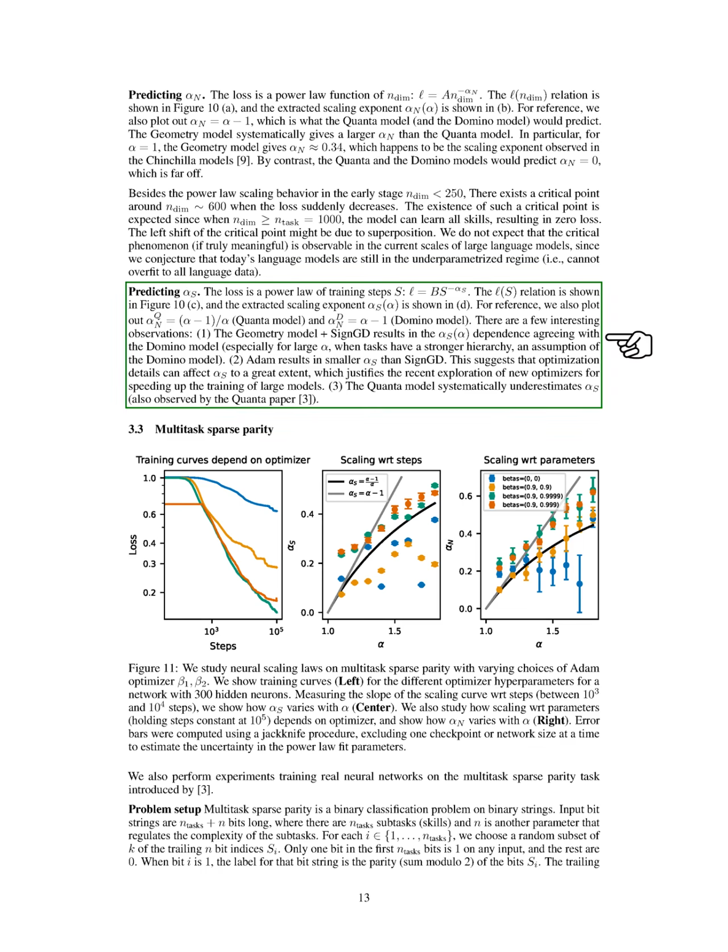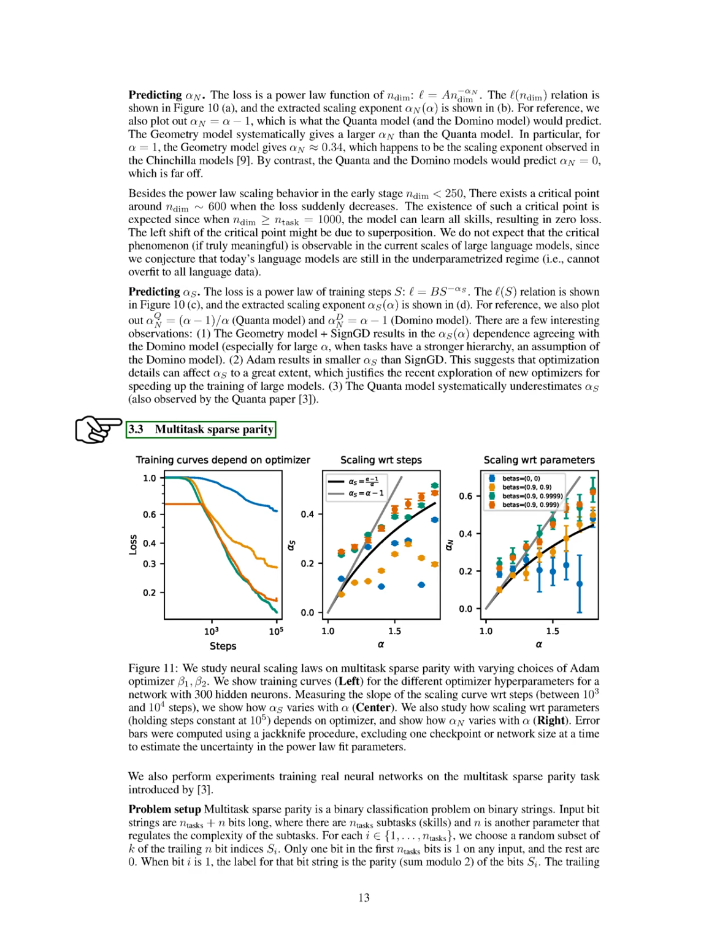Section: Multitask Sparse Parity. In this section, we conduct experiments using real neural networks on the multitask sparse parity task. This task involves binary classification of binary strings. The input consists of a combination of bits from multiple subtasks and an additional parameter that influences the complexity of these subtasks. For each subtask, we randomly select a subset of bits from the trailing part of the input.